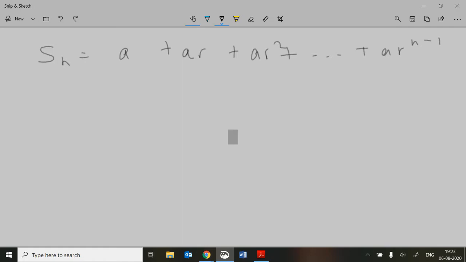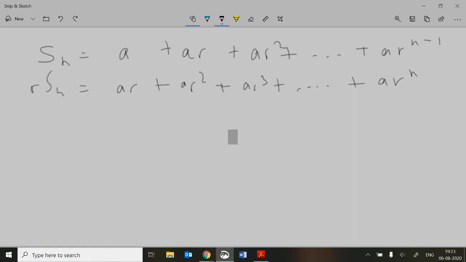Now this time, instead of writing it back to front, I'm going to times everything by r. So if I times everything by r, I'm going to get ar squared plus ar cubed plus, and at the end I'm going to get plus ar to the n. If I put another r into n minus 1 lots of r, multiplying together there, then I get n lots of r here. So I'm just increasing the power by 1 if I times by r again.